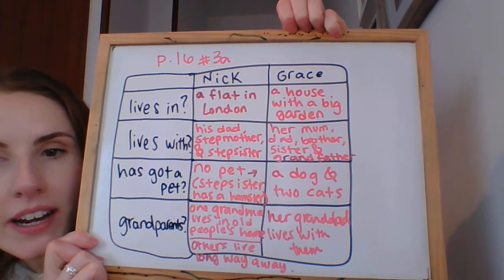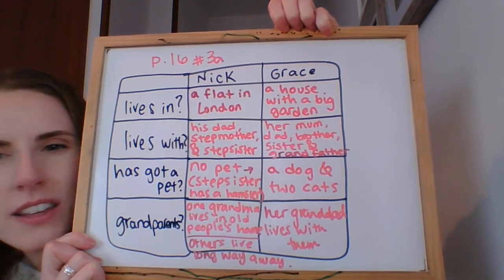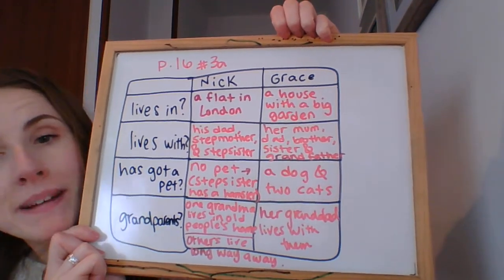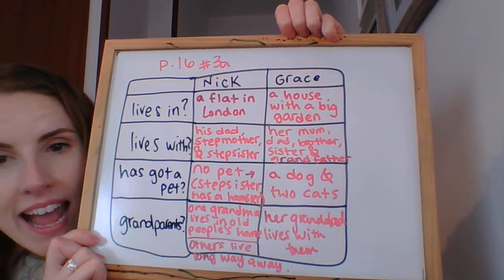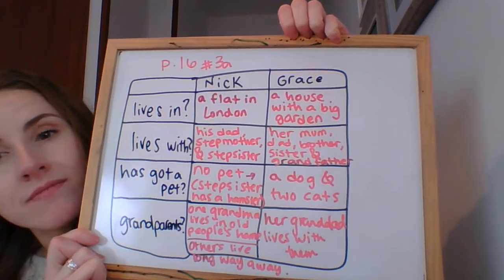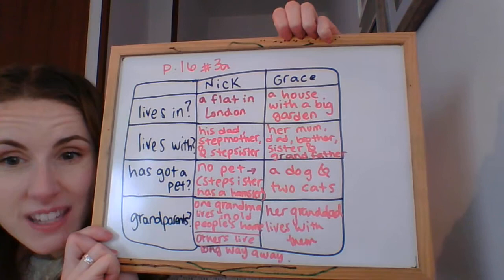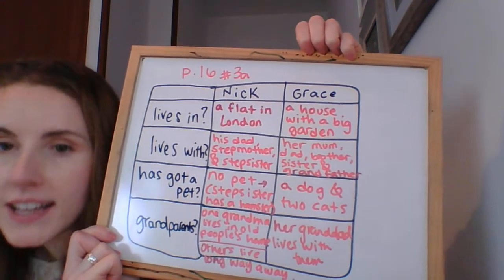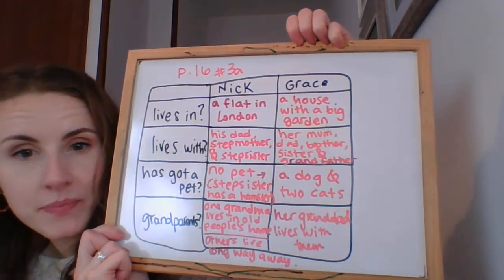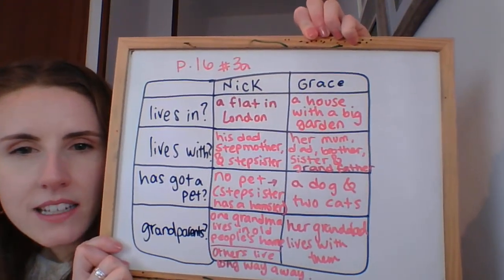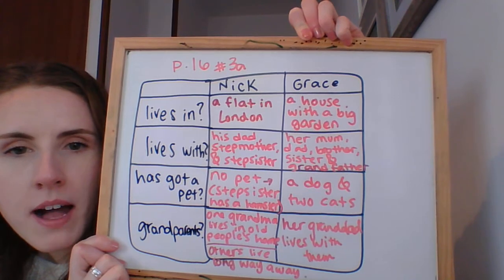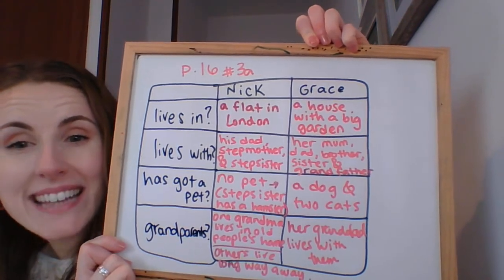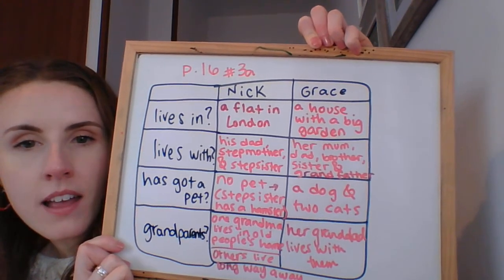So a stepmother and a stepsister are not your biological family. Maybe your mom and dad are divorced and they marry a different person. And the different person has some family. They are your stepmother or stepfather, stepsister or stepbrother, okay? And Grace lives with her mom, dad, brother, sister, and grandfather. Grandfather and granddad are the same words.